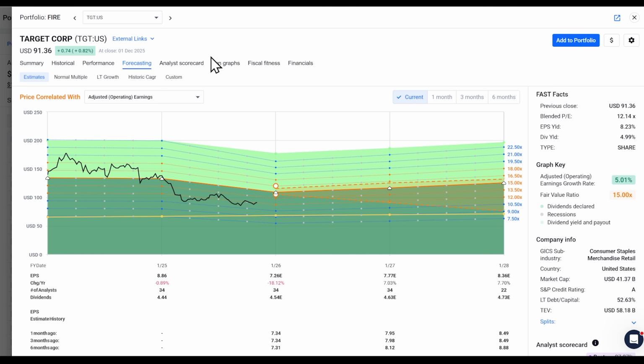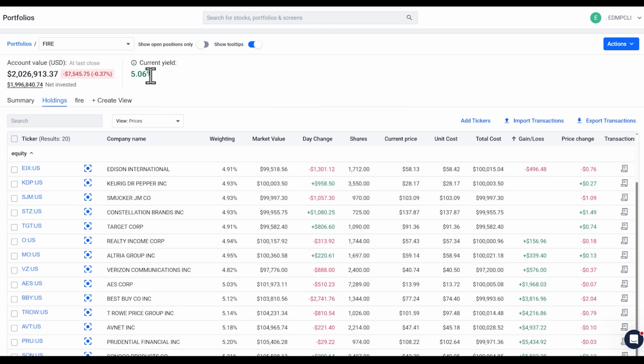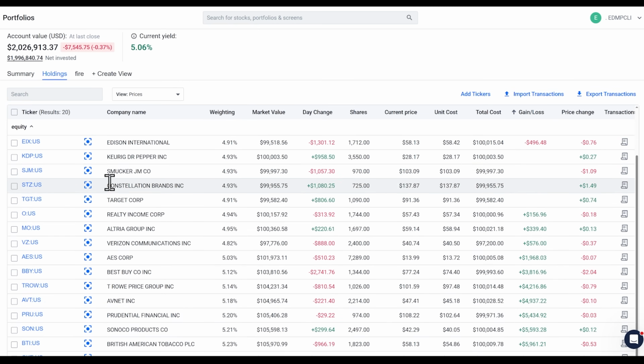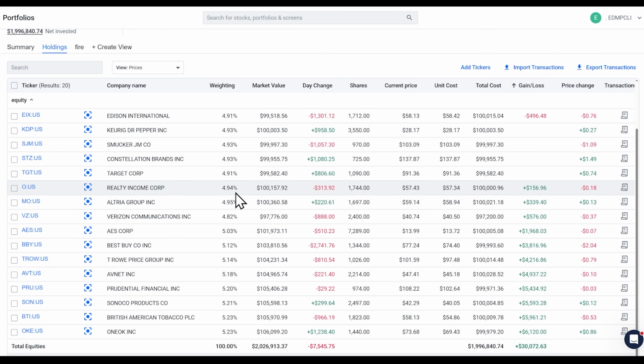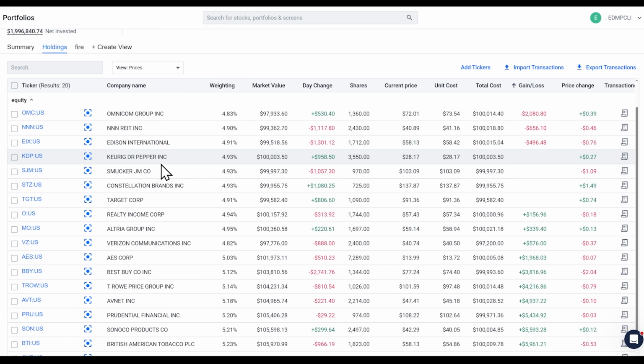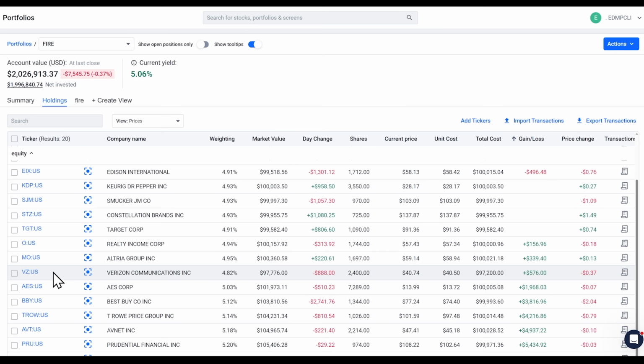It's yielding right at 5%, so it helps me maintain my dividend yield. Because again, I wanted to build a portfolio that generated a 5% yield. This is for someone either already retired or getting ready to go into retirement. Okay, so that was Target added to the portfolio. I think I've covered all 5 of them now. Keurig, Smucker, Constellation Brands, Target. I'm missing one. I'm missing Verizon.